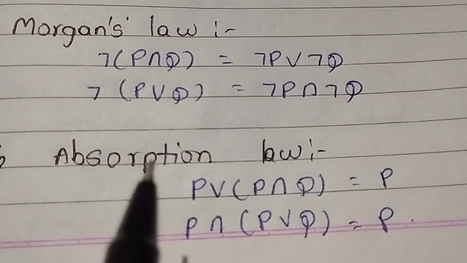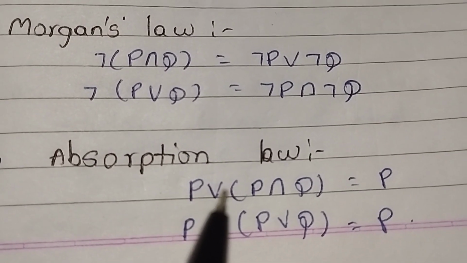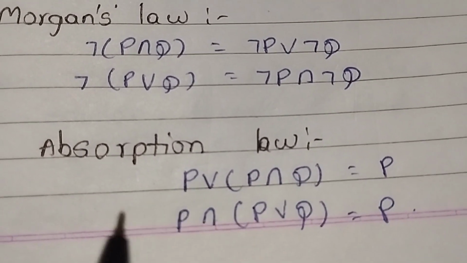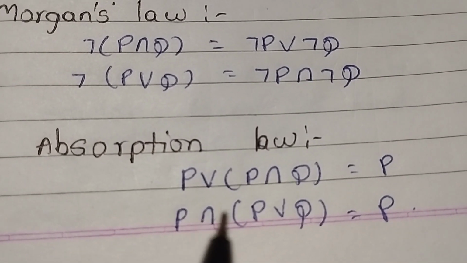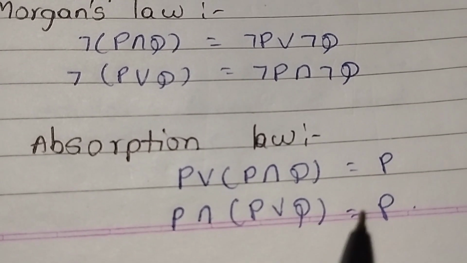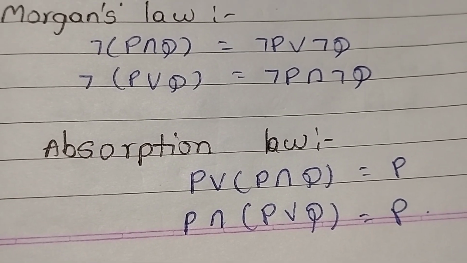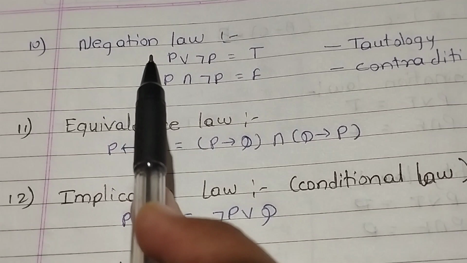Second is the absorption law. P or in bracket P and Q is equal to P, and P and in bracket P or Q is equal to P. This is the absorption law. Now the negation law.